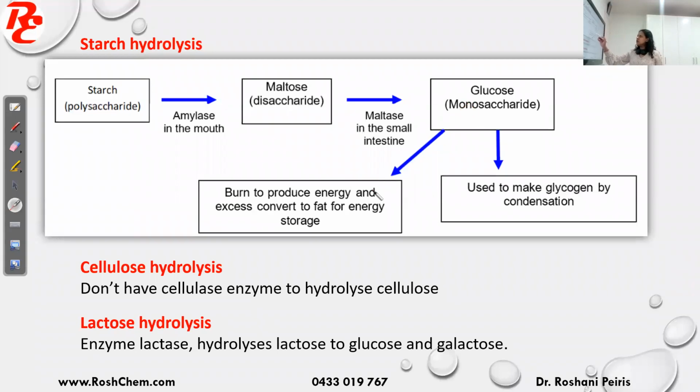So glucose will burn to produce energy, right? So that's the cellular respiration. And excess glucose is converted to fat for energy storage. And also some of the glucose molecules will convert to glycogen. Glycogen is the energy storage molecule. So the glucose will also be converted into glycogen by condensation reactions.